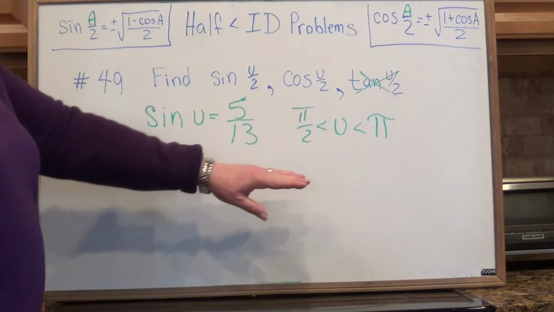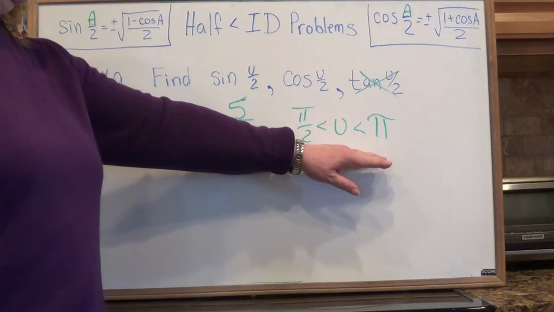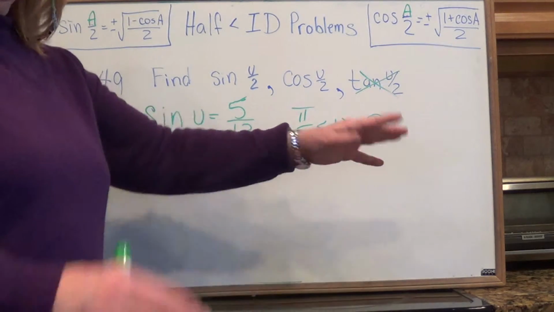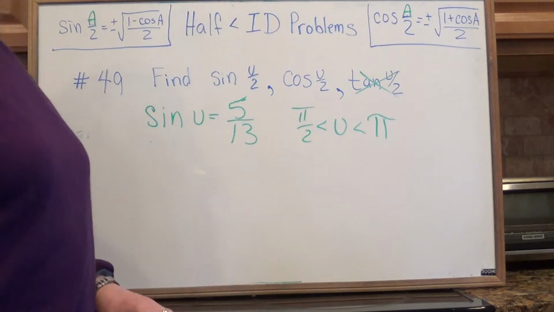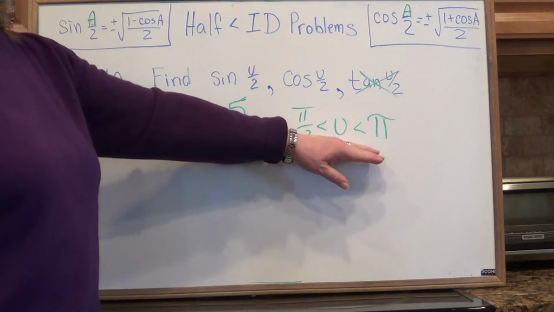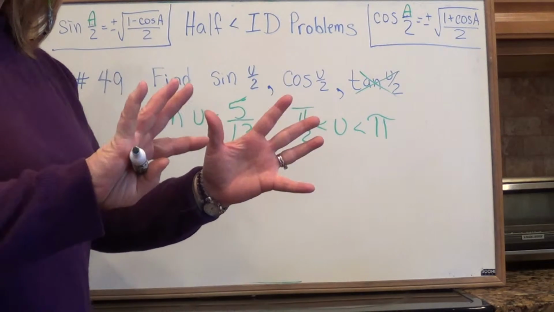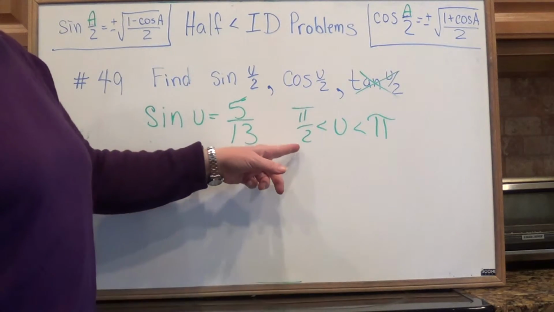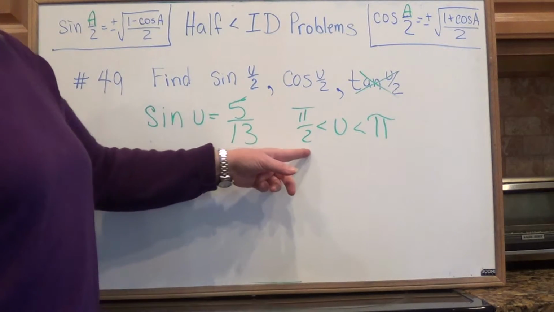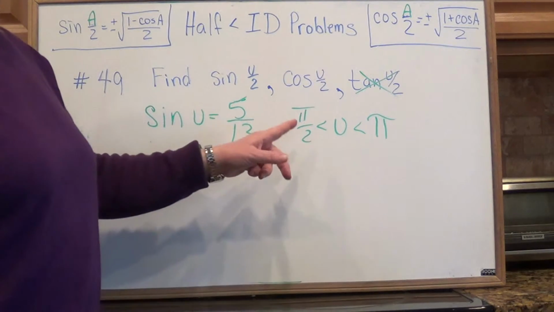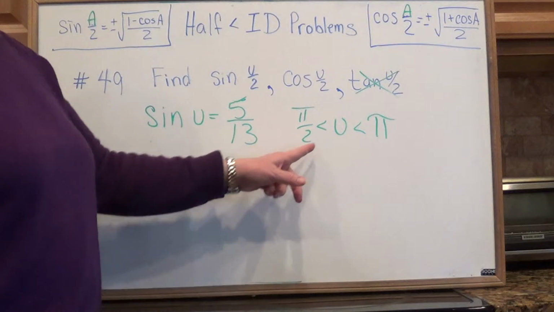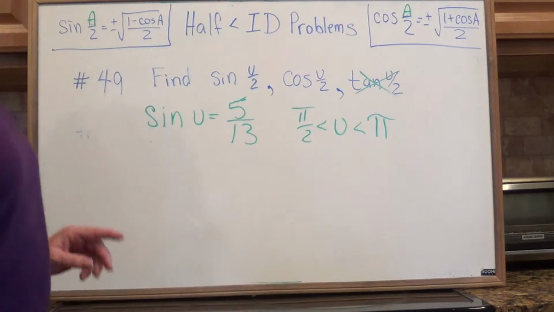This area right here tells us what quadrant it is in. So I want you to pause right now and tell me what quadrant this talks about. Pause the video and you will answer the question for yourself. What quadrant are we talking about when the angle's between pi over 2 and pi?